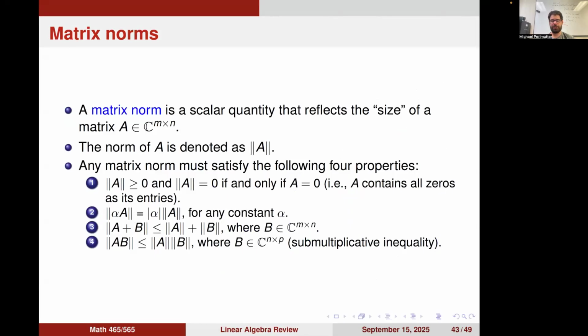Matrix norms are the matrix counterpart of vector norms. They're also denoted by these double pipes like that. And any matrix norm must satisfy the following four properties. It's still required to be non-negative, with 0 being the only matrix with norm 0. Similar property with respect to scalar multiplication and the triangle inequality. And the new one is the submultiplicative inequality, that the norm of A times B must be less than or equal to the norm of A times the norm of B.